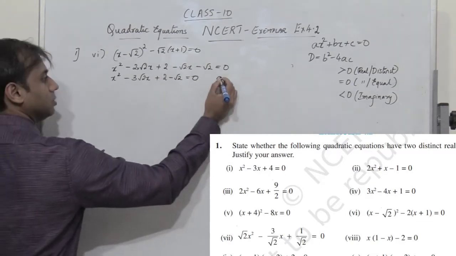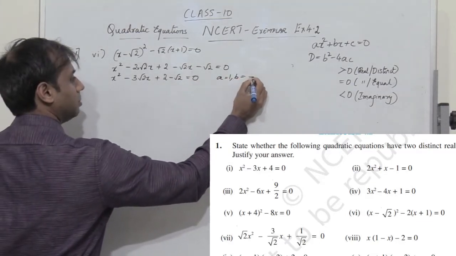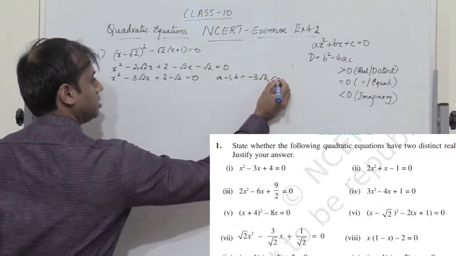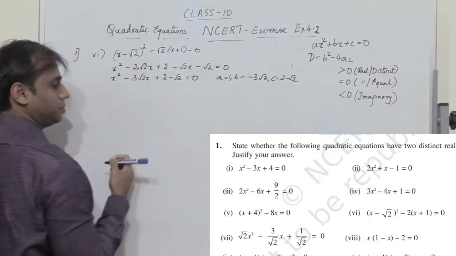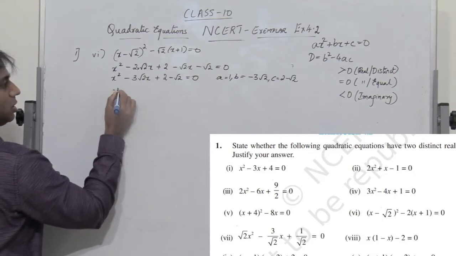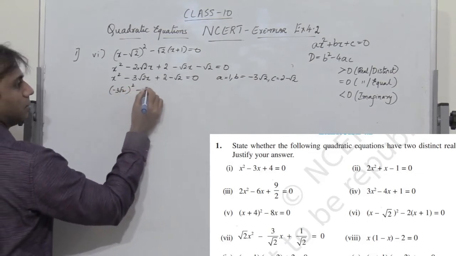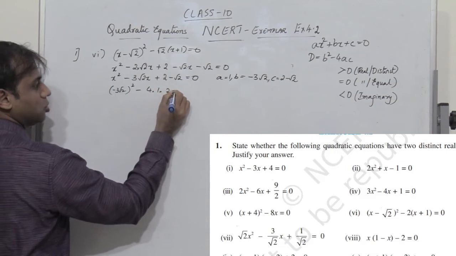So a is 1, b is minus 3 root 2 and c is 2 minus root 2. So b square is minus 3 root 2 the whole square minus 4 into 1 into c is 2 minus root 2.